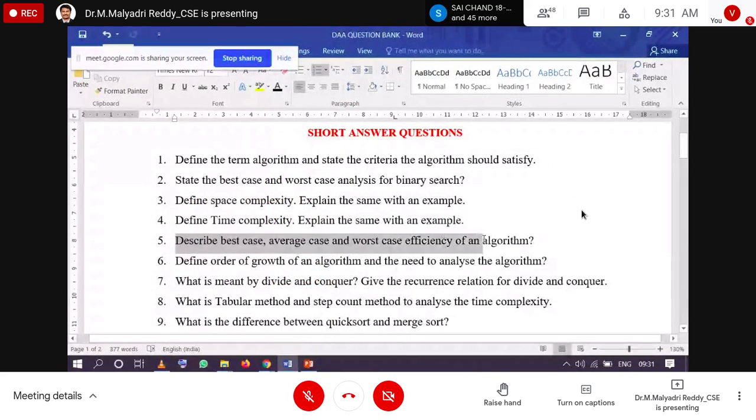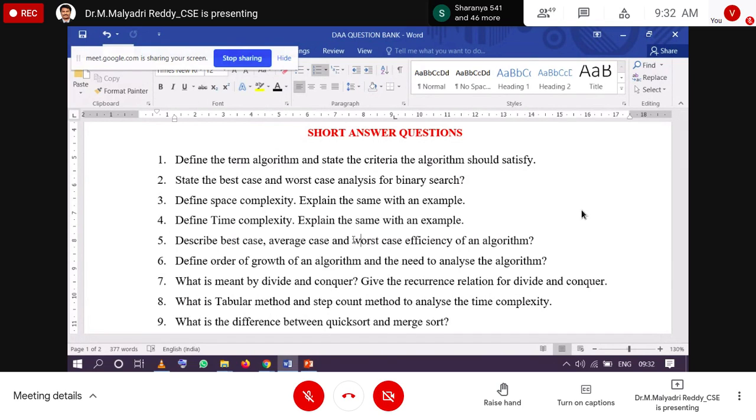Describe best case, average case, worst case efficiency of an algorithm. As I just explained, best case is nothing but the very minimum number of steps required to complete the program. Worst case is nothing but the maximum number of steps, the maximum time required to accomplish the algorithm. The average case means it is neither best case nor worst case. We already implemented the different algorithms, merge sort, quick sort, binary search, and these are all named the order of growth of algorithm.